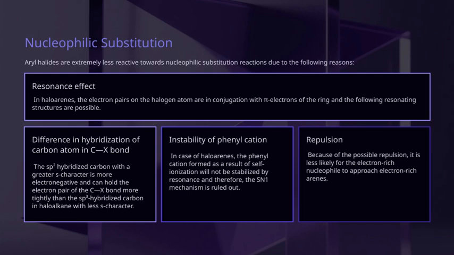In haloarenes, the carbon involved is sp2 hybridized, which influences how the bond behaves and how reactive the molecule is. Finally, in haloarenes, the electron pairs on the halogen are in conjugation with the pi electrons of the aromatic ring. This conjugation allows for resonance structures that distribute the negative charge, further stabilizing the system. Because of this resonance effect, aryl halides are much less reactive toward nucleophilic substitution.